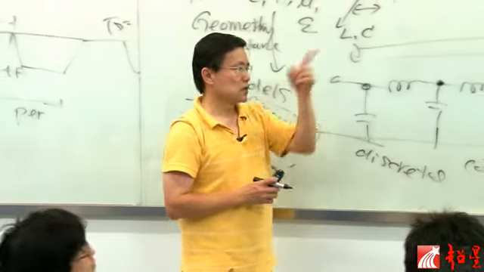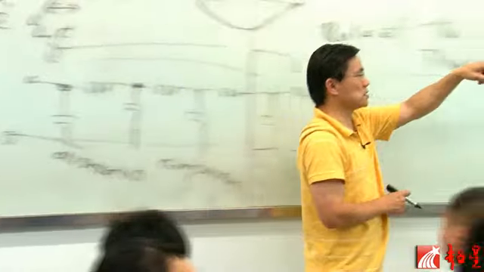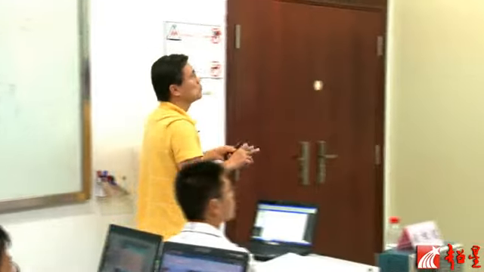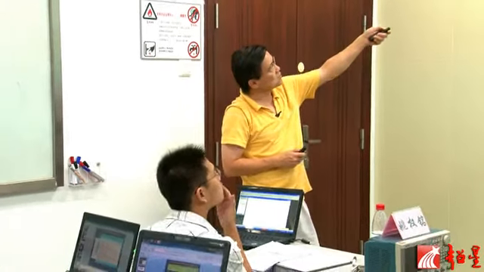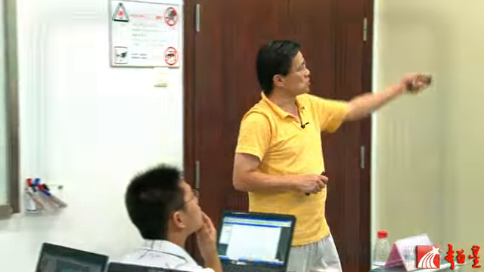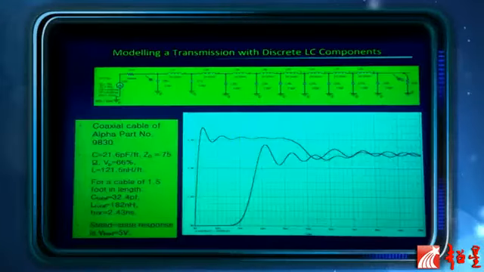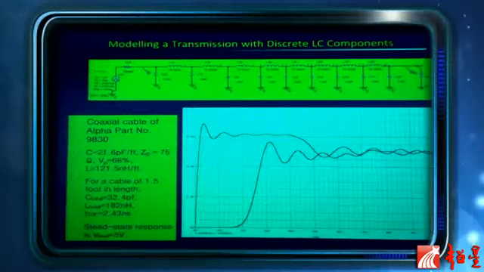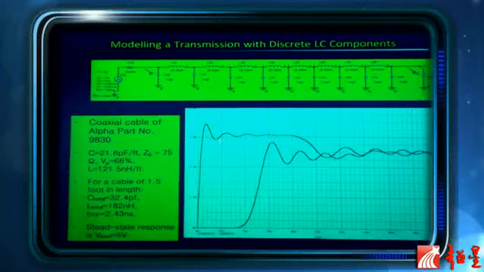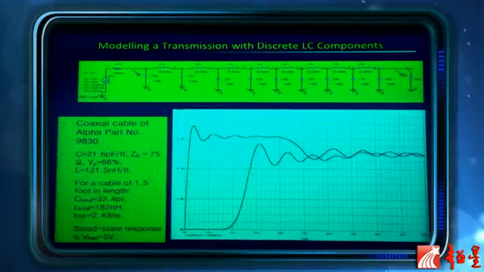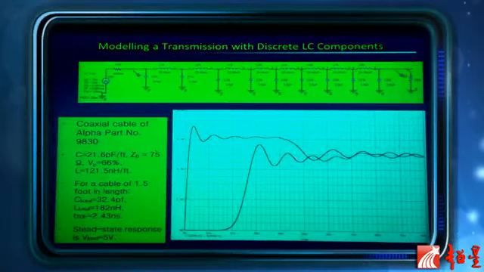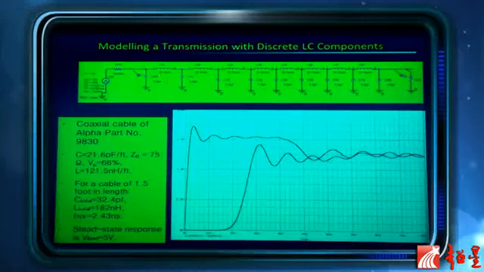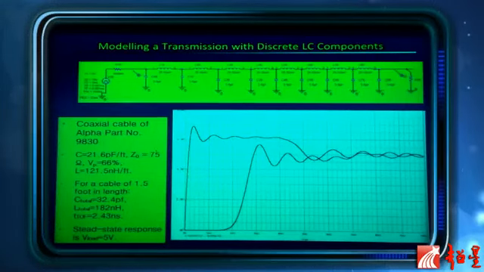All right, so this example is one example where I use an LC circuit to represent a piece of transmission line. Then you can do a simulation to find out how well that approximation is. You can see because of the approximation, it will introduce all these ripples. An ideal transmission line will not have any ripples, but once you represent that with discrete components, you can see some ripples.